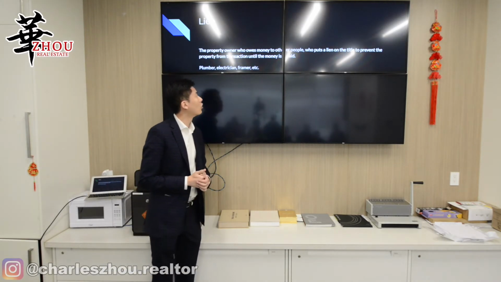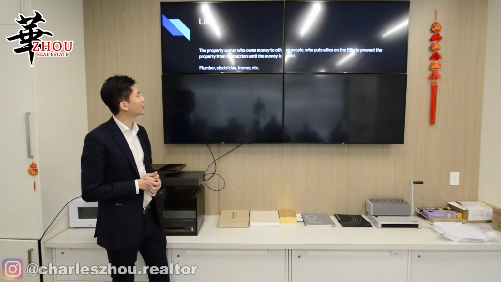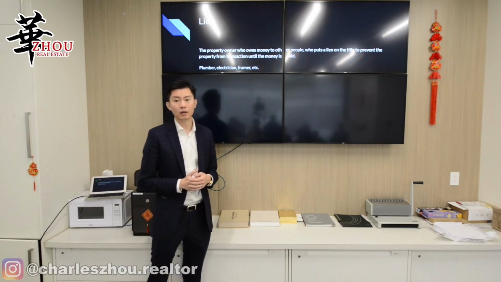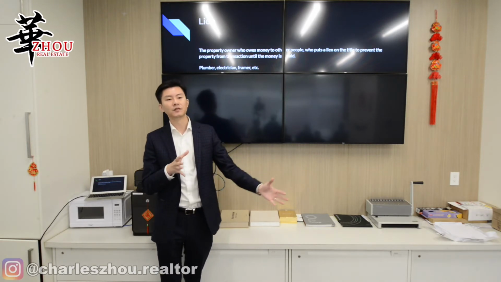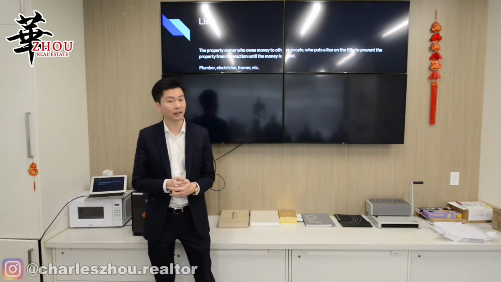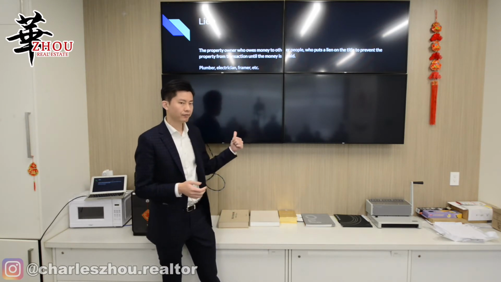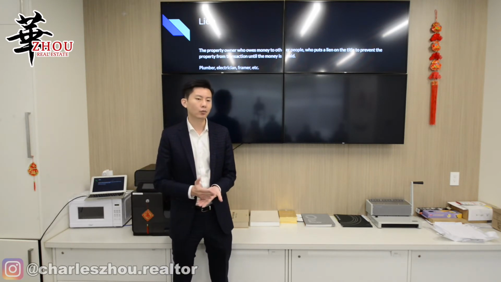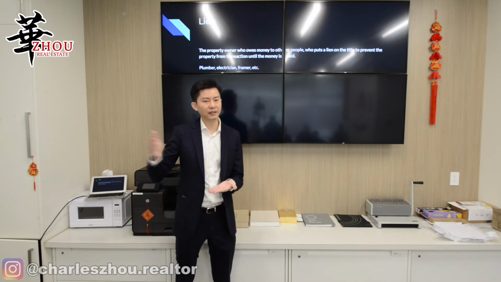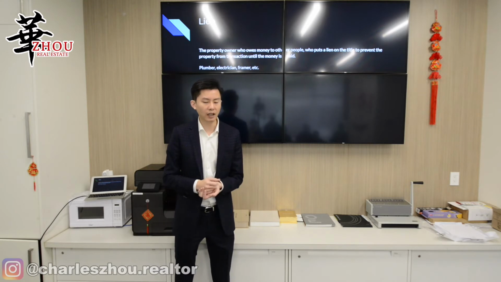The property owner who owes money to other people puts a lien on the title to prevent the property from transaction until the money is paid. So plumbers, electricians, framers, a builder normally have a lien. So if you're buying a brand new property, then you have to have a subject clause, a holdback, for 55 days after completion. Because after what they call a major completion, within the 55 days, a contractor can put a lien on the property if they are owed money.